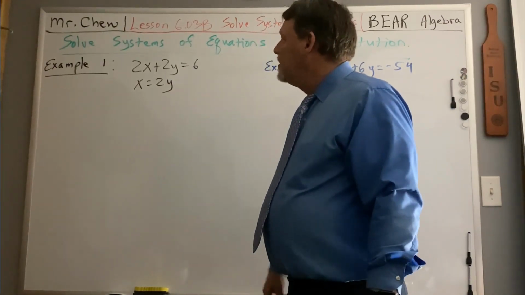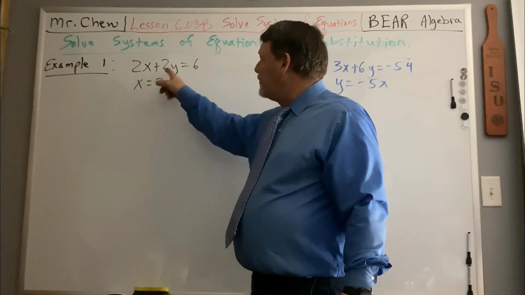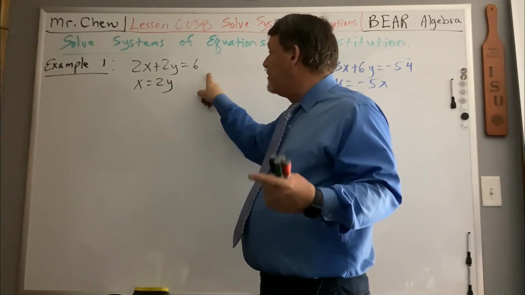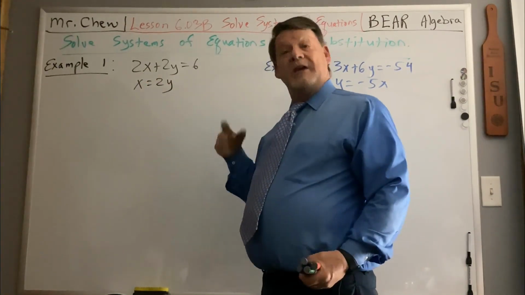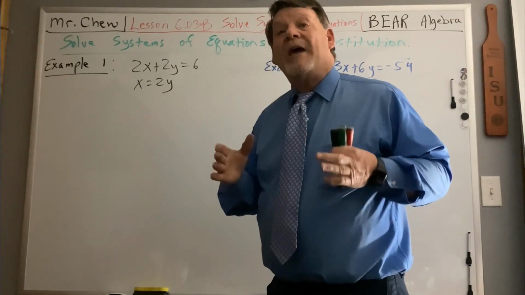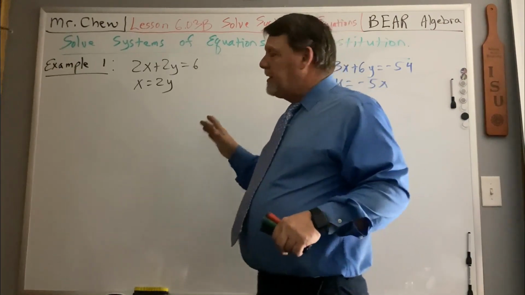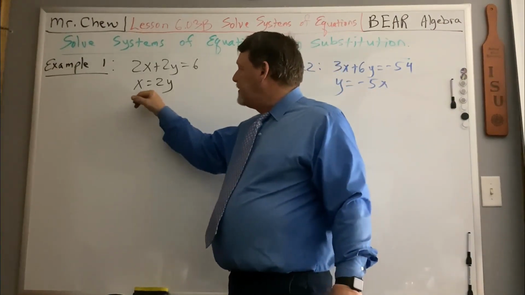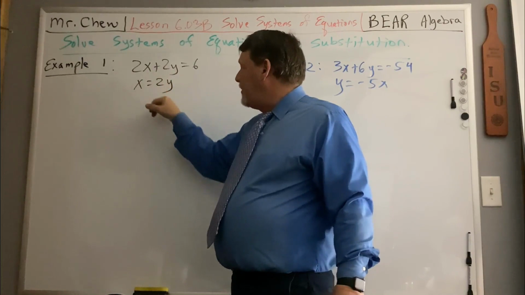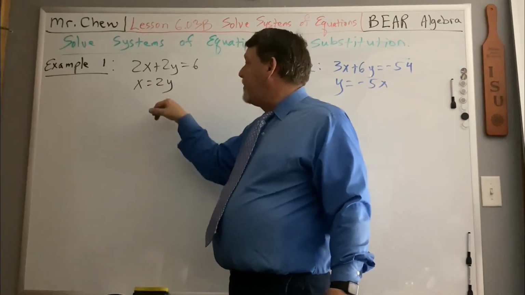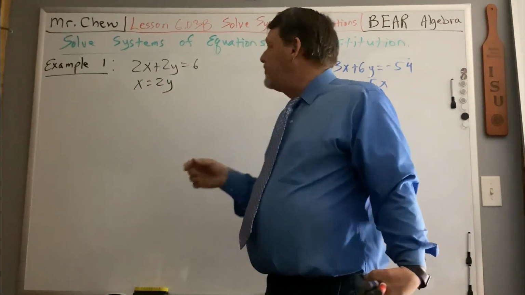So in example 1, it said if 2x plus 2y equals 6 is one equation and x equals 2y is the other one, can you find where they intersect, which would be the solution? Anytime that you have an x equals some expression or a y equals some expression, use substitution.